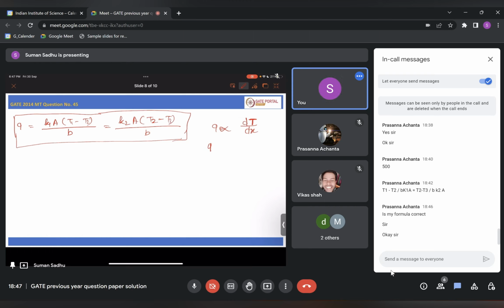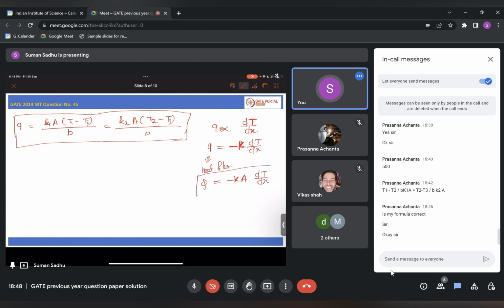So it will be minus k dT by dx. The minus sign is because heat flows from the higher temperature to the lower temperature, down the temperature gradient. That means temperature is decreasing, that's why it is termed as minus. And this is heat flux. If you write total heat, it will be minus k into A, so you have to multiply by area, then dT by dx.